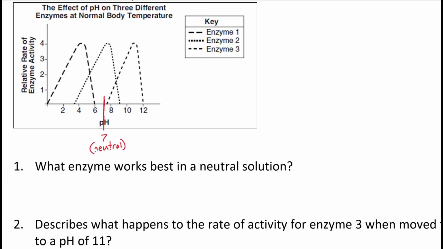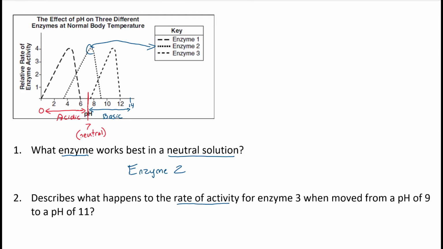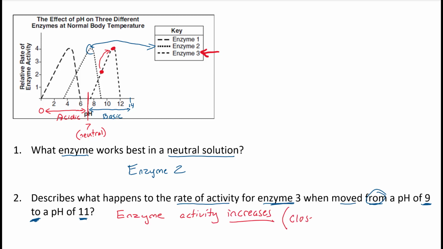Looking at acids, bases, and neutral solutions, this pH scale in the middle is 7, shows neutral. Anything from 0 up to 7 is acidic, and anything over 7 up to 14 is basic. Therefore, which enzyme works best in a neutral solution? Enzyme 2 has the most action at around a pH of 7. Enzyme 3, if you move it from a pH of 9 to 11, it's getting closer to the optimal pH, therefore the activity is going to increase.